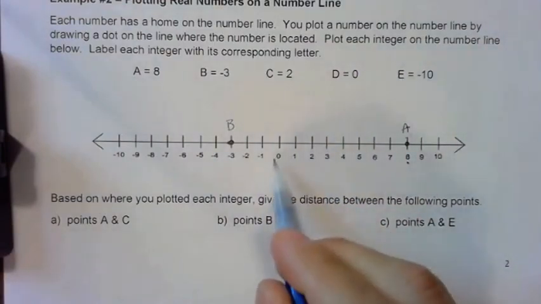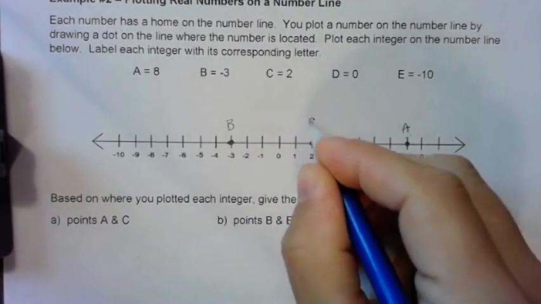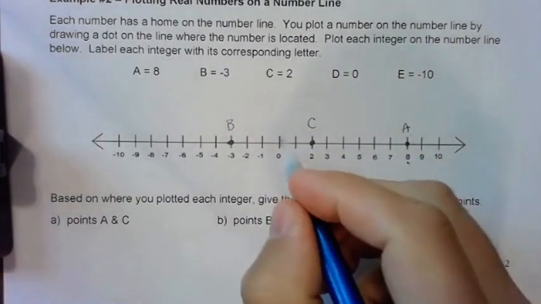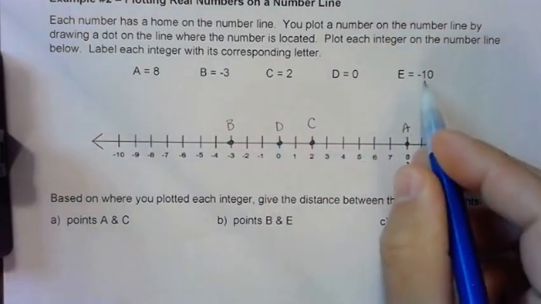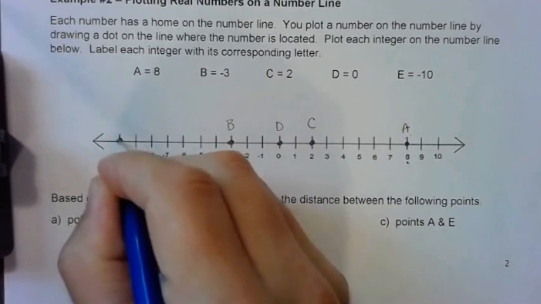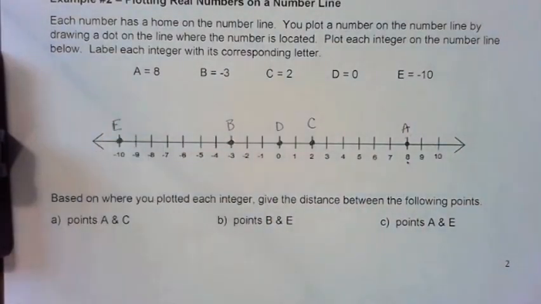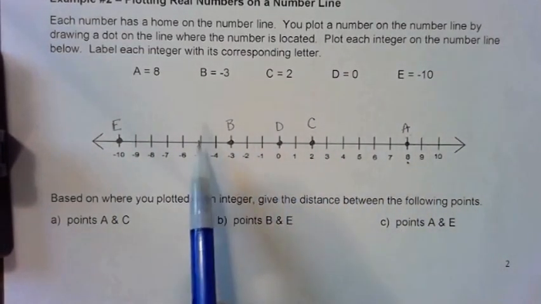Letter C is 2, which is 2 units to the right of 0. And that is letter C. Letter D is right on 0, so we can just put our dot here. And letter E is -10, 10 units to the left of 0 on the number line. There is point E.